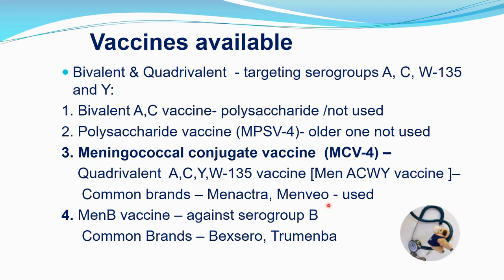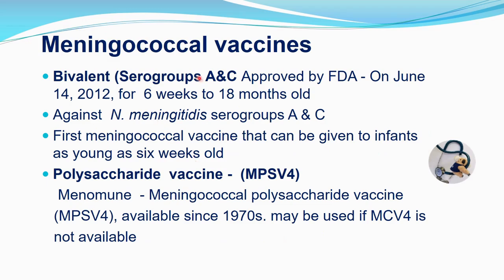This is commonly used. Number 4 is the MenB vaccine. This is against serogroup B. So this is also not commonly used. Bivalent, that is against serogroup A and C.